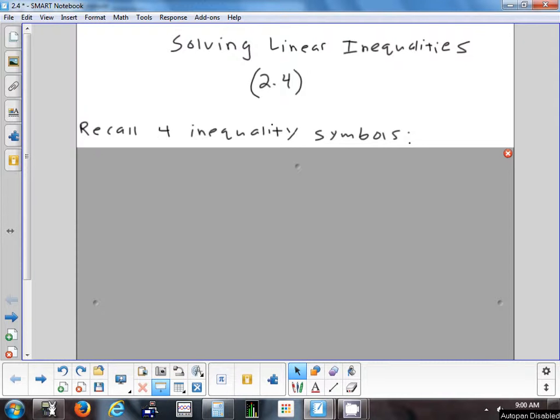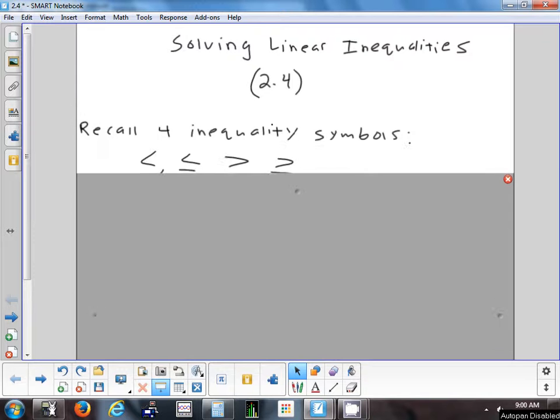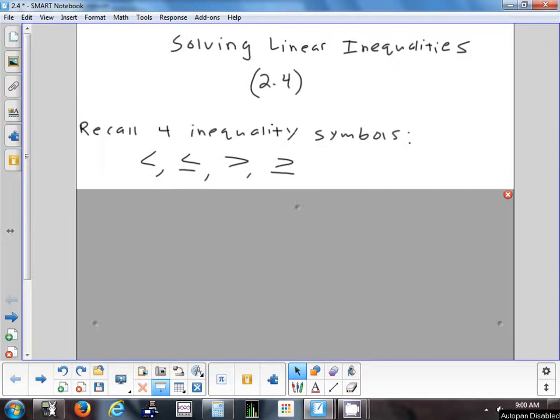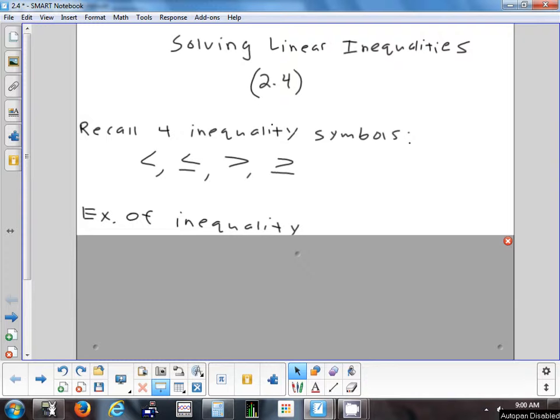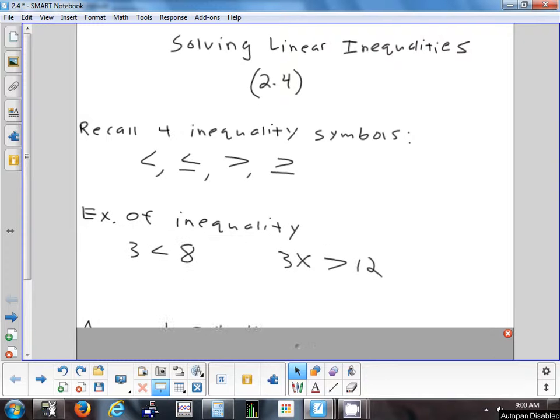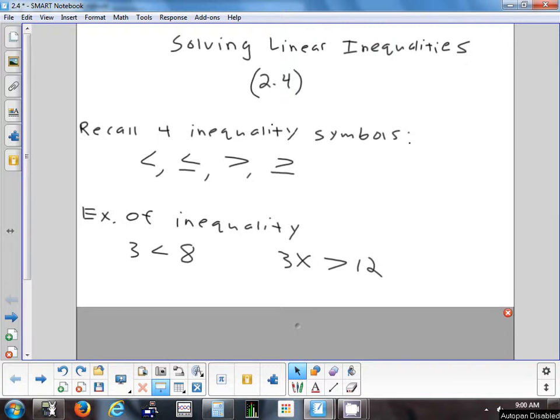Does anybody remember the four inequality symbols? Yep. Greater than, or equal to, and less than, and equal to. Those are your four inequality symbols. The order I have them: less than or equal to, greater than or equal to. These are both examples of inequalities.